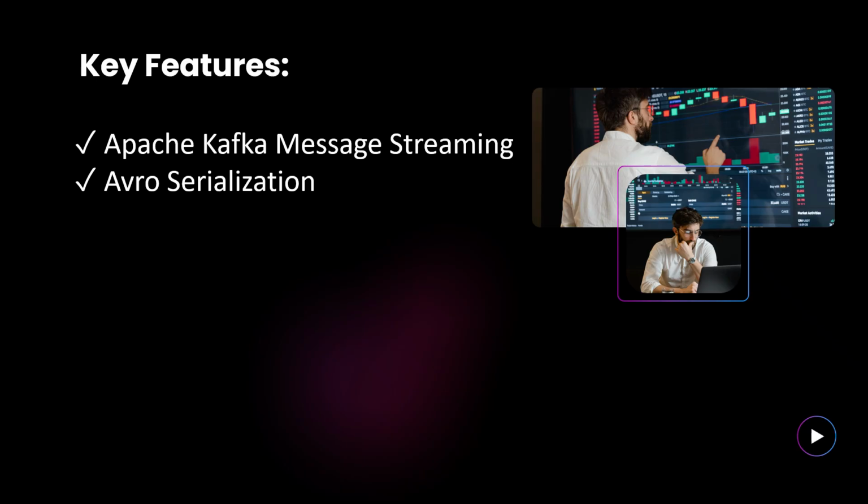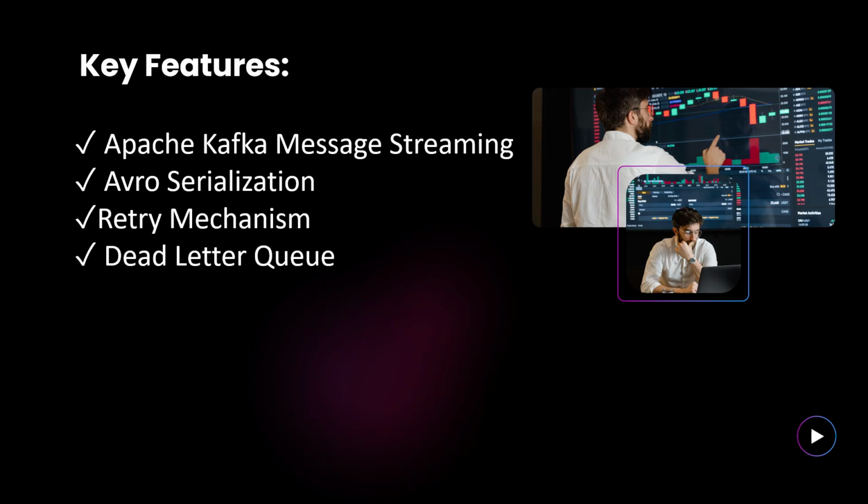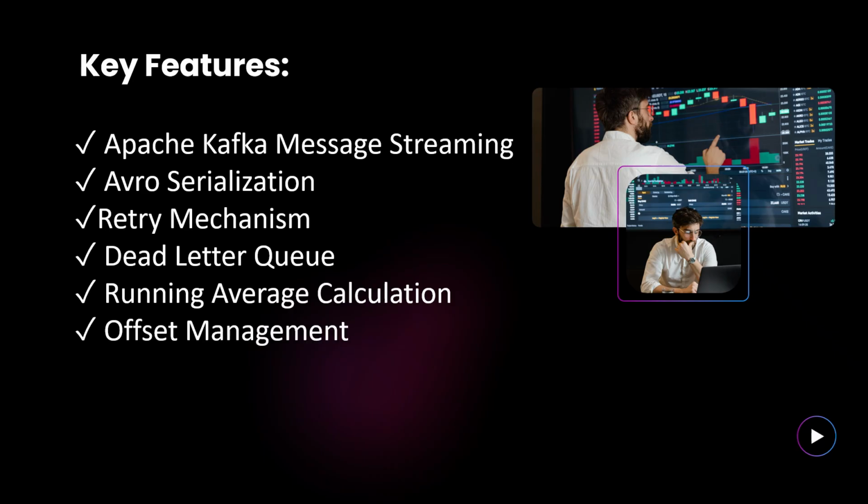Retry mechanism: retries transient failures up to 3 times with increasing delays. Dead letter queue: captures permanently failed messages for inspection. Real-time analytics: calculates running averages overall and per product continuously. Offset management: commits offsets only after successful processing to avoid duplicates. Dockerized setup: runs Kafka and Zookeeper with a single command for easy portability.